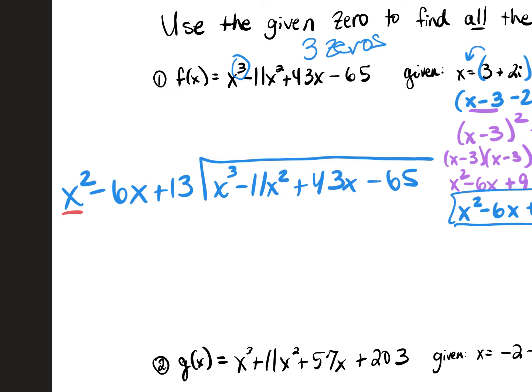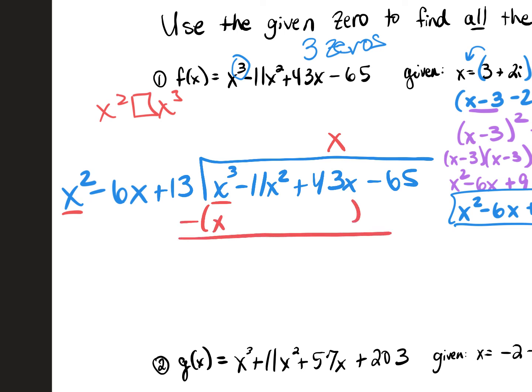So x squared into x cubed. X squared times what gives me x cubed? That's going to be x. So get your subtraction set up. X times x squared is x cubed. X times negative 6x is negative 6x squared. And x times 13 is plus 13x. So we're going to distribute that negative sign before we combine.